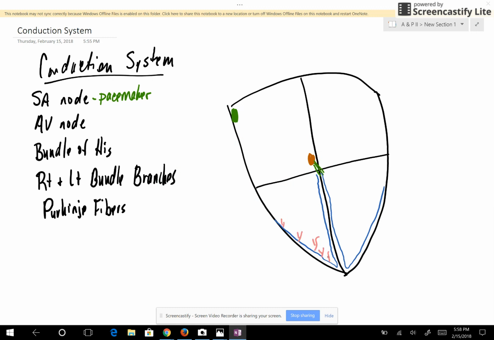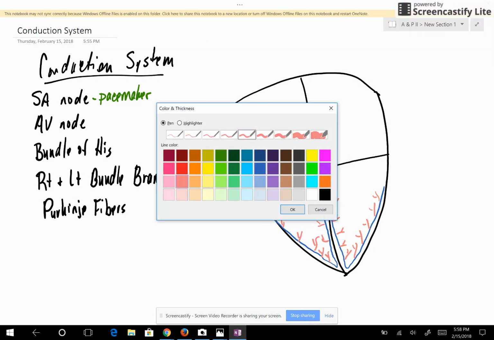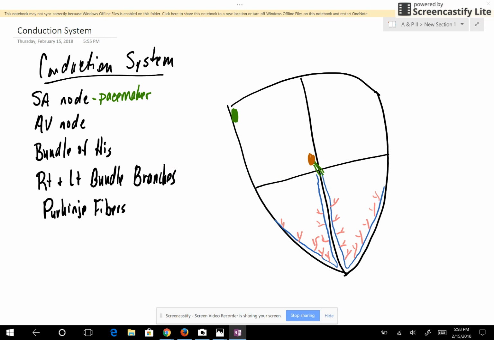The Purkinje fibers are just little electrical cells that are going to go deeper within the myocardium. And it's going to be able to reach more cells so that all the cells of the myocardium can get the information to contract at the same time. So those are the 5 parts of the conduction system. And they're in order. So let's see what happens whenever the SA node is stimulated, or actually whenever the SA node is self-stimulated. It's not stimulated by anything outside of the heart.